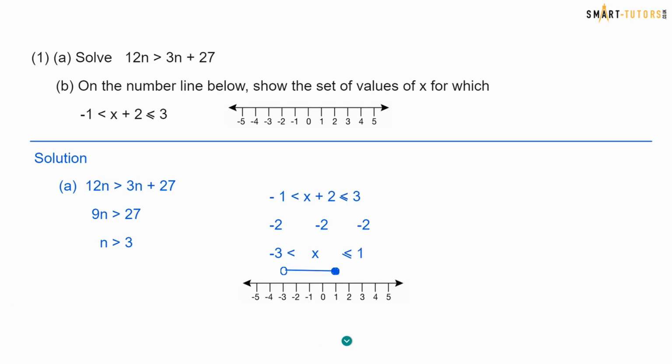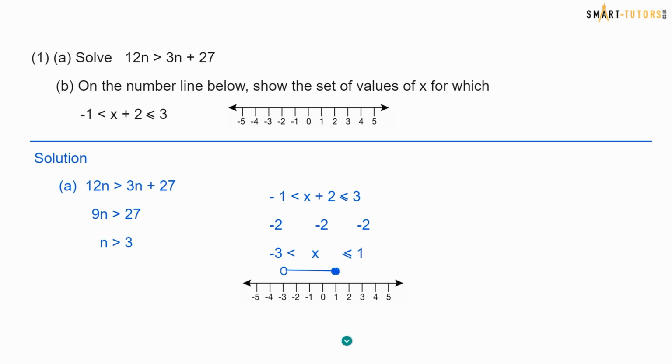A part, 12n greater than 3n plus 27 means you can take the 3n to the other side. So 12n take away 3n, which is 9n greater than 27. So divide both sides by 9, which is n greater than 3. So that is the answer for the A part.